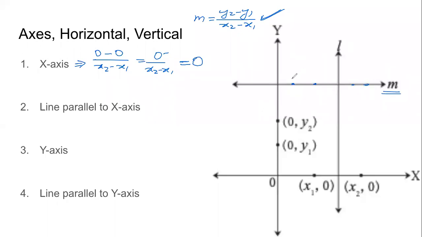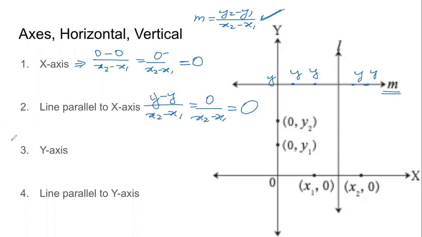Now if we take any point on this line, now the y will remain constant. It will not be 0, it will be constant. Here also y, here also y, here also y, here also y, and it is this y. So for the line parallel to x-axis, the slope will be y minus y by x2 minus x1, which will be 0 by x2 minus x1, which is once again 0. So whether it is the x-axis or we have a line which is parallel to x-axis, all of them will have 0 slope. The slope of all these lines, the x-axis and all the lines parallel to x-axis, is 0.